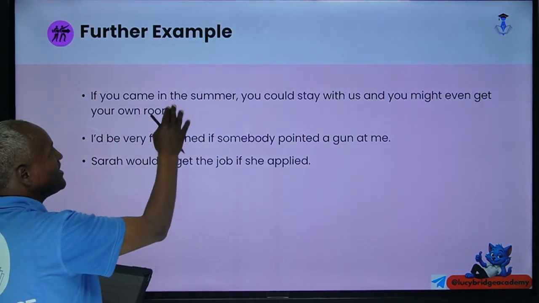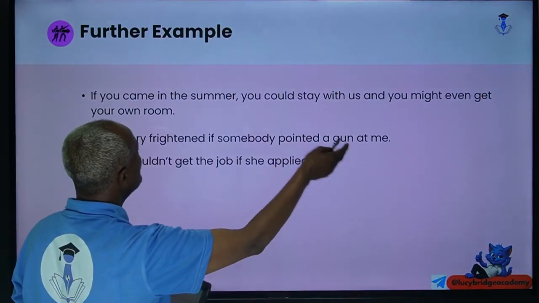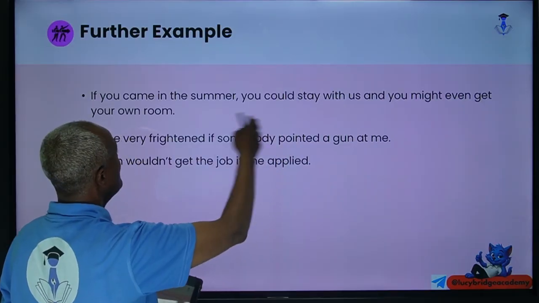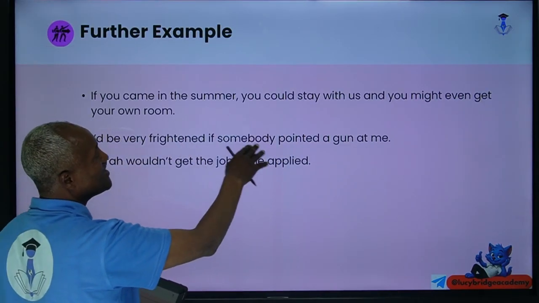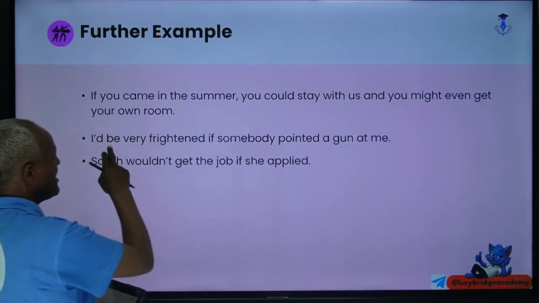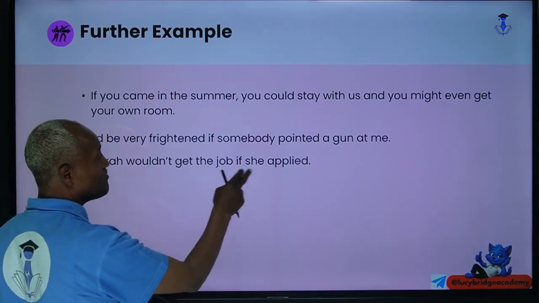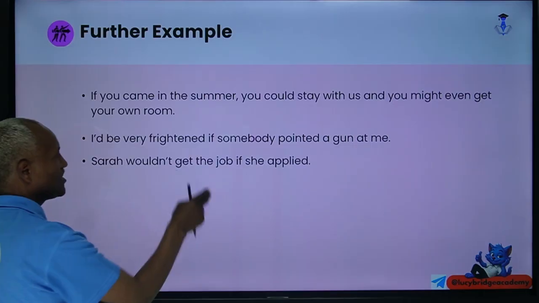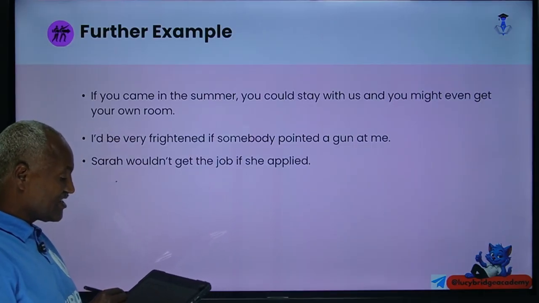Much more, for instance, a further example: if you came in the summer, means what? You don't come in the summer. You could stay with us and you might even get your own. That means he can't stay with us. That is negative. I would be very frightened if somebody pointed again at me. That means I am not frightened now. Even this one is negative. Sarah wouldn't get the job if she applied. That means she doesn't apply, she doesn't get the job.